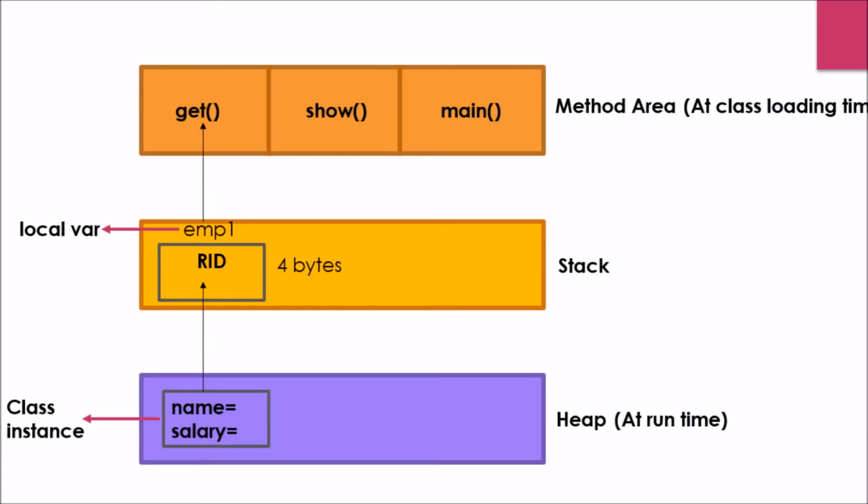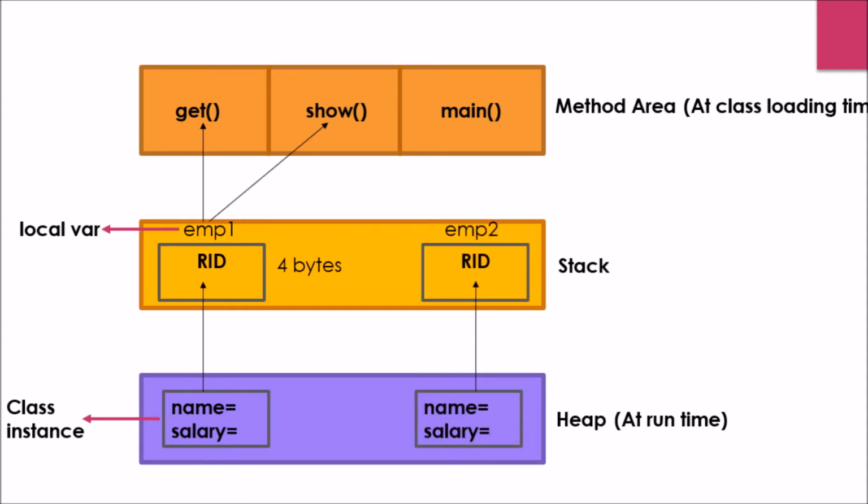Now whenever you call a method, maybe emp1.get, that emp1 will call this method in the method area. It can call any method, right? And if you create another object like emp2, Employee emp2 = new Employee(), then emp2, that local variable, will be created in the stack. That will hold the new RID of the new object.